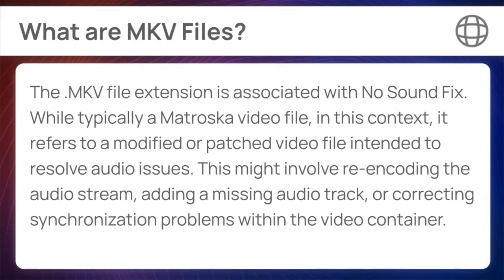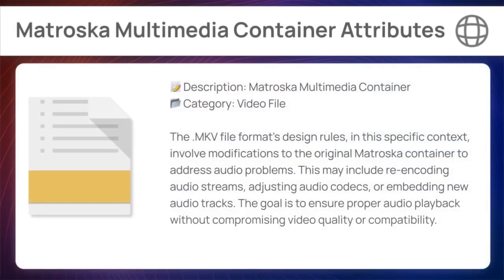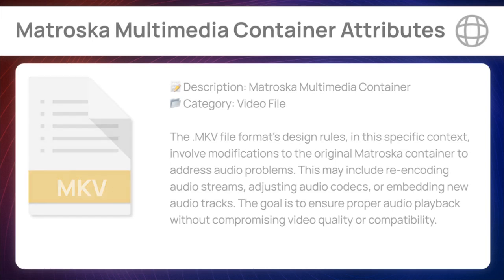While typically a Matroska video file, in this context, it refers to a modified or patched video file intended to resolve audio issues. This might involve re-encoding the audio stream, adding a missing audio track, or correcting synchronization problems within the video container. The MKV file format's design rules, in this specific context, involve modifications to the original Matroska container to address audio problems. This may include re-encoding audio streams, adjusting audio codecs, or embedding new audio tracks. The goal is to ensure proper audio playback without compromising video quality or compatibility.